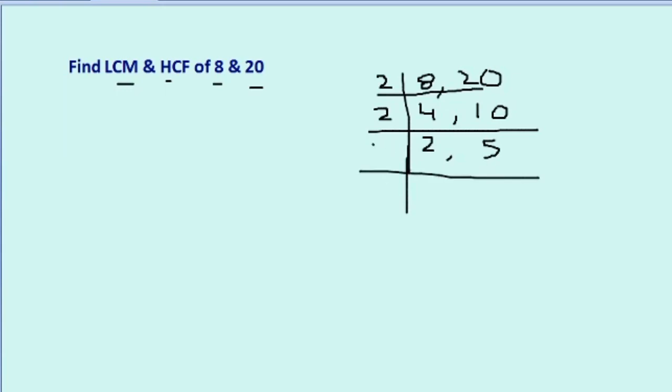Now next, what do we do? 2. 2 ones are 2. Here 5 cannot be divided by 2, so we write 5 as it is. Then here I write 5.